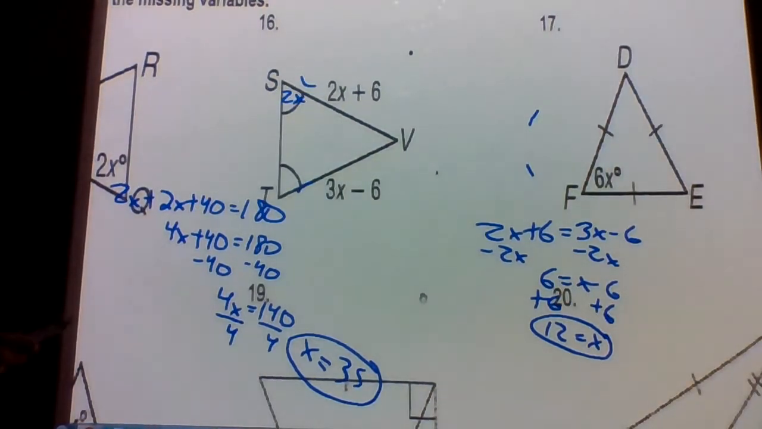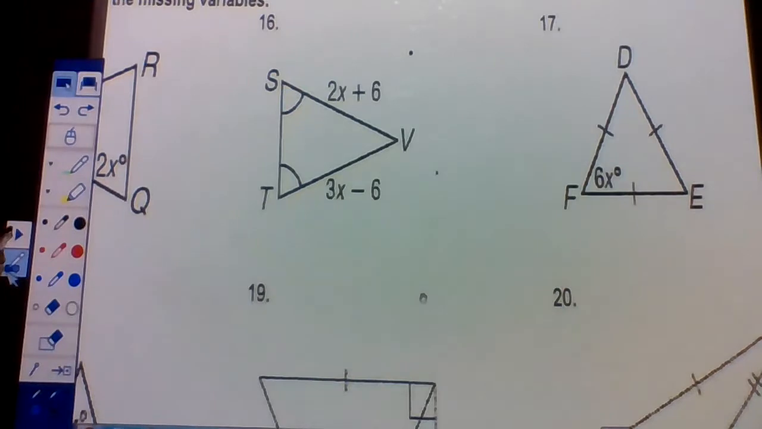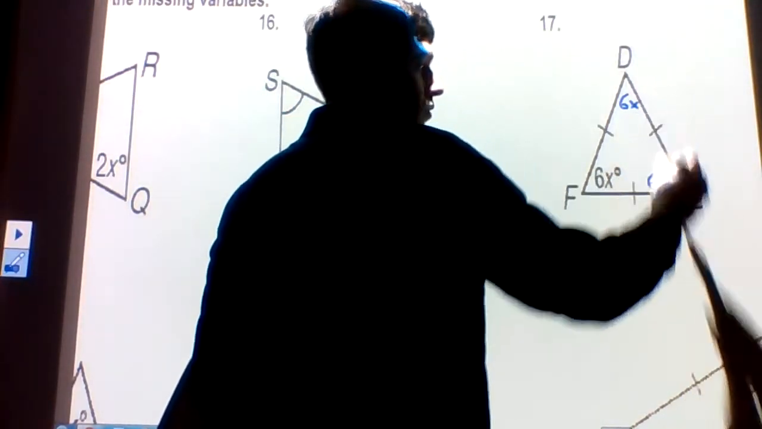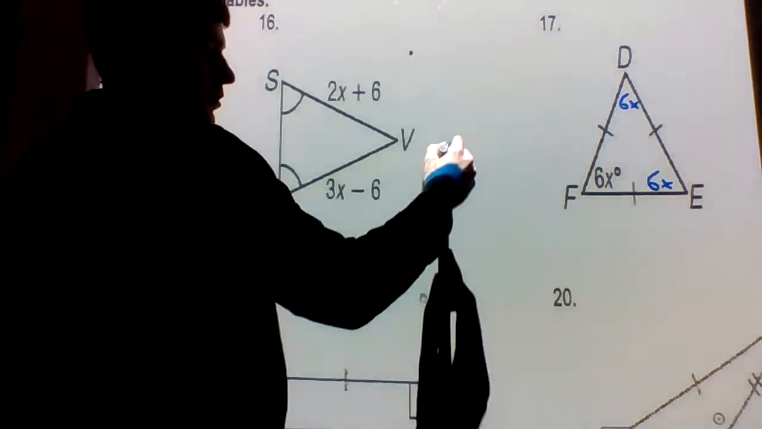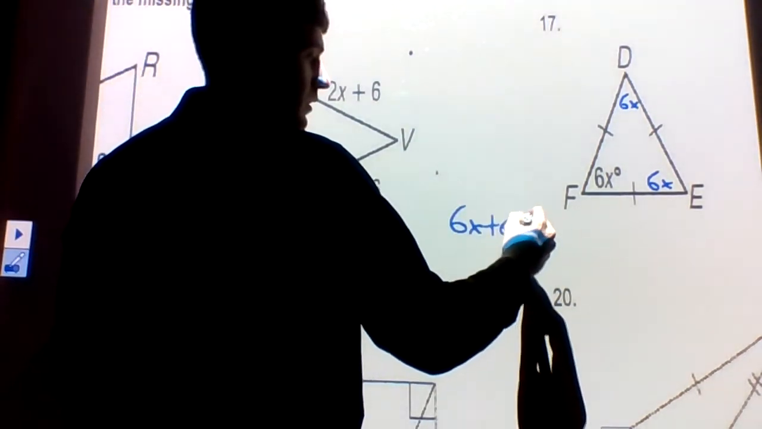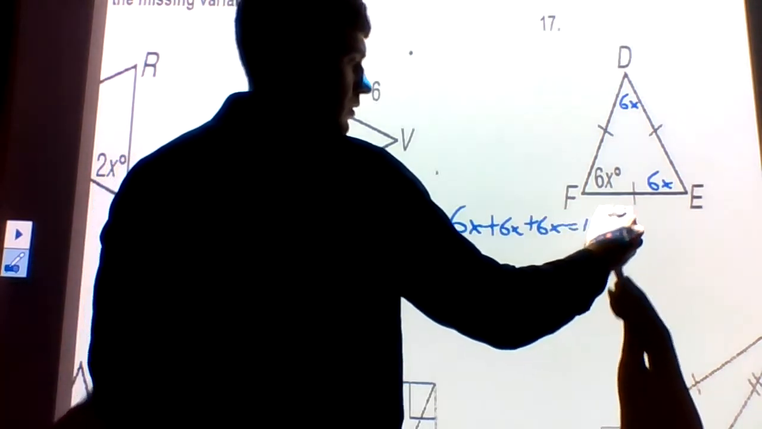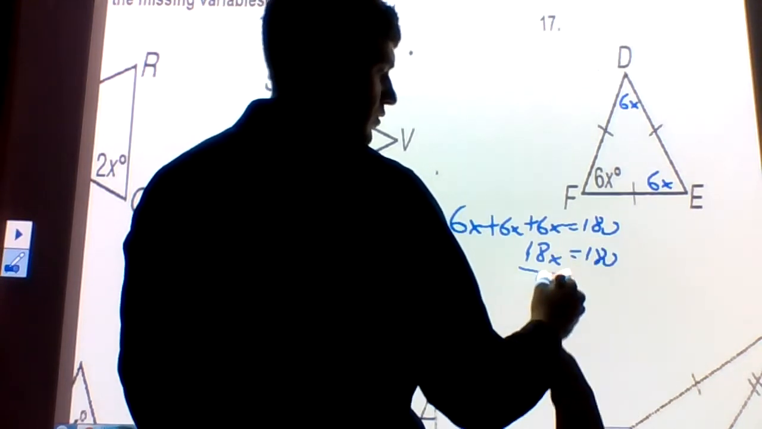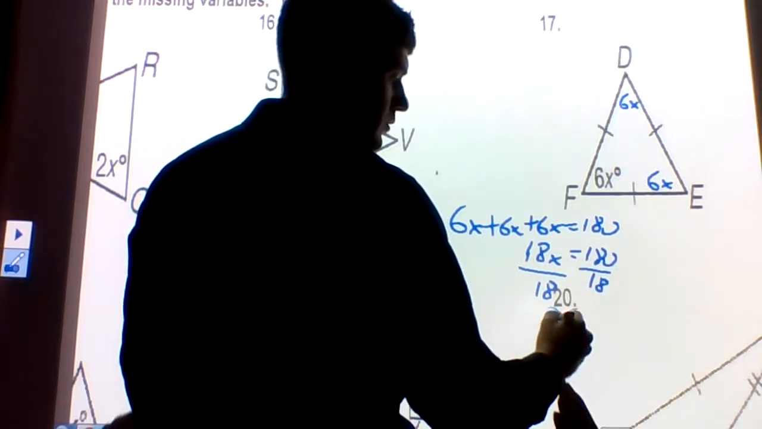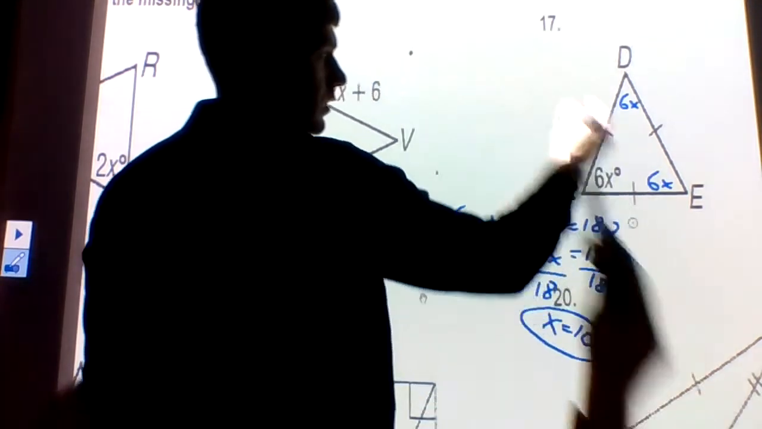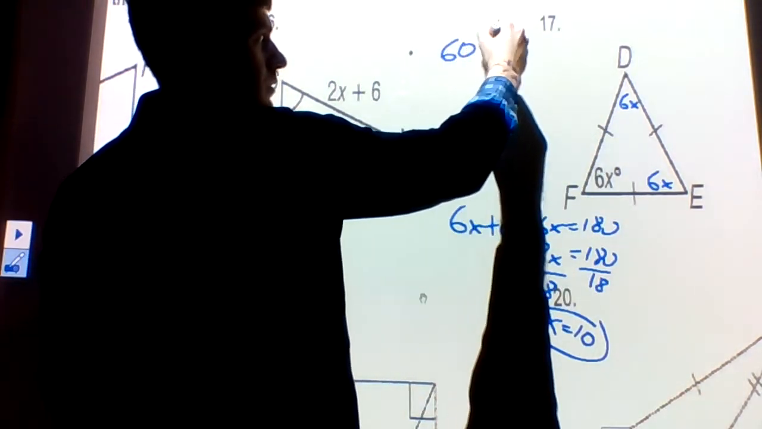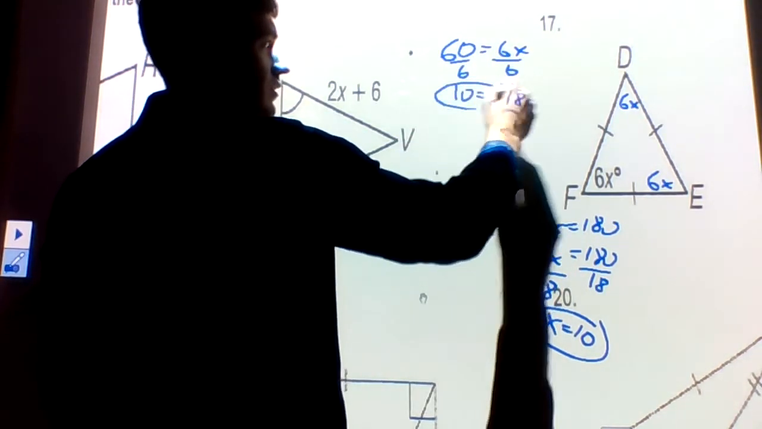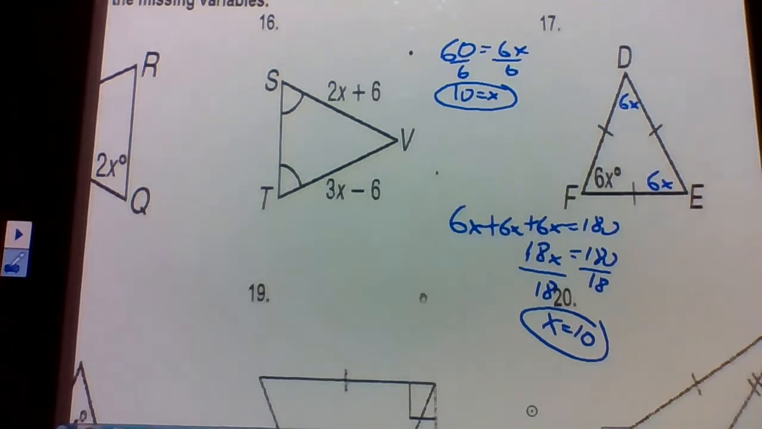Last one here, we have three sides that are congruent, so we have an equilateral triangle. So all of them are going to be 6x, right, or 60, right? So you can do 6x plus 6x plus 6x equals 180. Then that's 18x equals 180. Divide by 18, you get x equals 10. The other way you could have done it is, since it's equilateral, you know each angle is 60. And then you divide by 6 and you get 10 equals x. Okay, either way would have been fine.